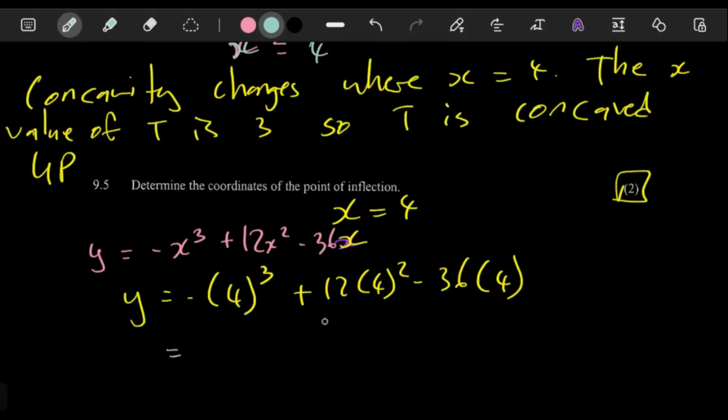Negative that, negative this, 12, this is going to give us a negative 16. So here, therefore, the coordinate 4, negative 16 is your answer. So let's move on to the next question.